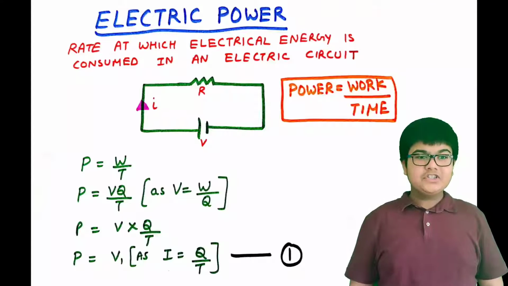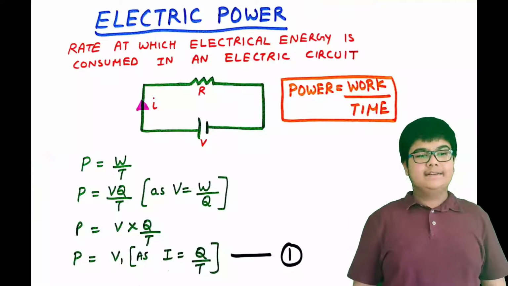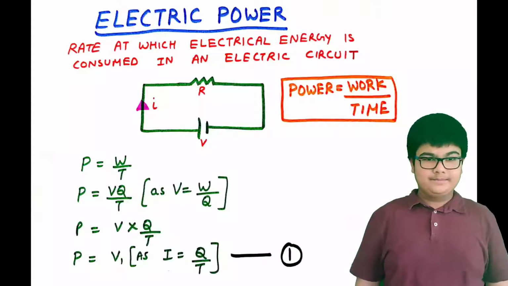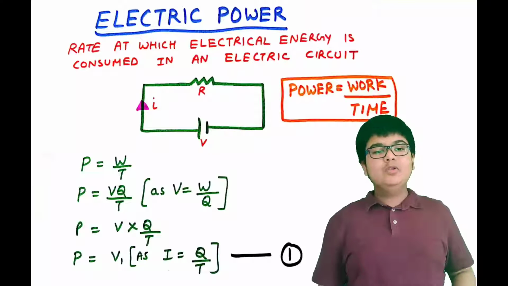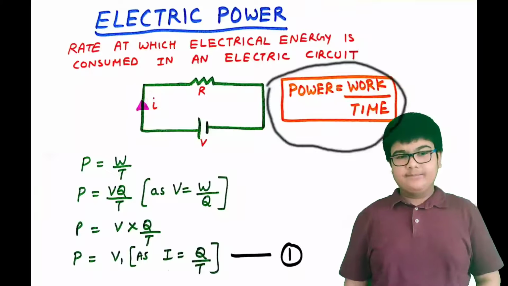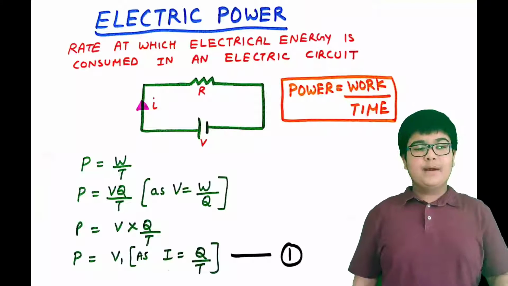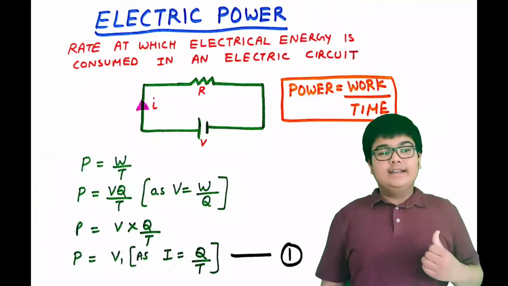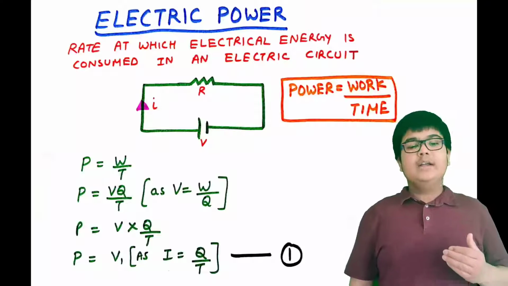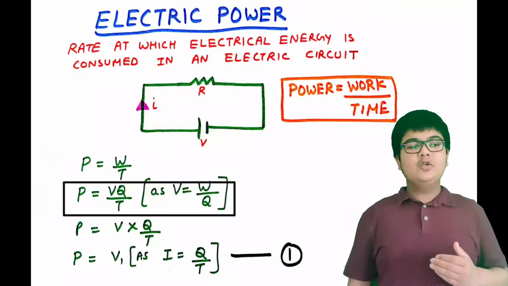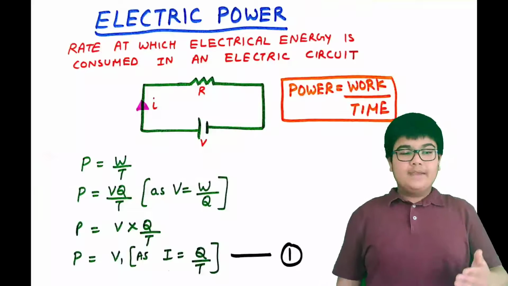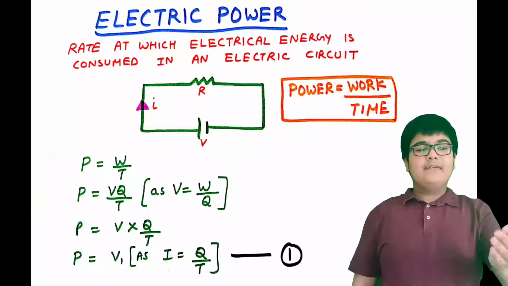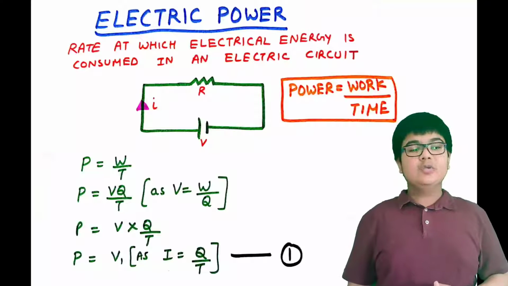It is the rate at which electric energy is consumed in an electric circuit. Now let us understand this definition by deriving its formula. From the previous classes, we know that power is equal to work divided by time, or P, which stands for power, is equal to W divided by T. Now we learned in the first video that V is equal to W by Q, that is potential difference is equal to work divided by charge. So from here we can write work as V into Q. Therefore power becomes P is equal to VQ divided by T.